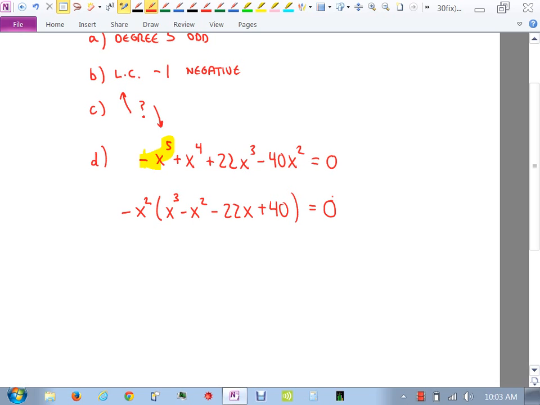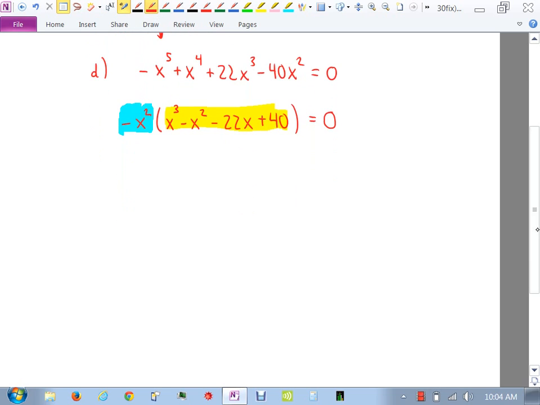So all the powers come down by 2, right? And all the signs change. But do not forget about this lowly little negative x squared that sits out front. It always gets left behind. Now we have to try and factor this stuff in here, this yellow part. So to do that, you try grouping, not going to work. So therefore, you're going to need to use synthetic division.